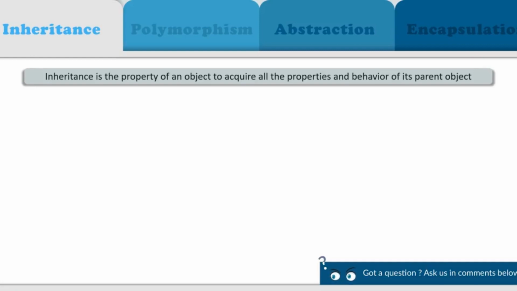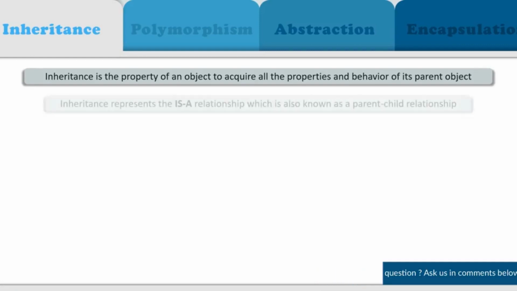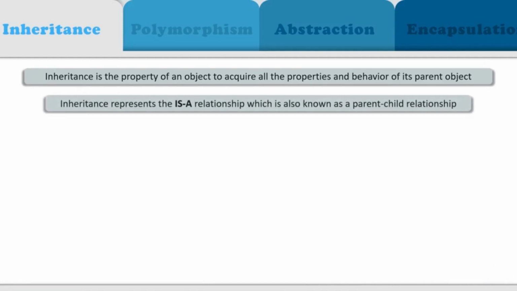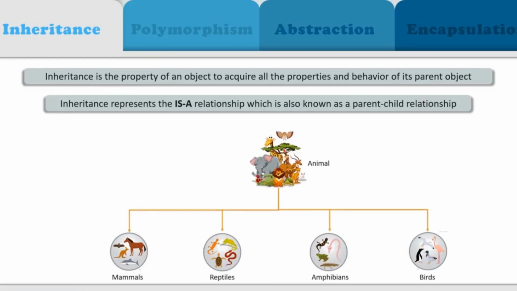Inheritance is the property of an object to acquire all the properties and behavior of its parent's objects while acquiring its own. It is an is-a relationship, also known as a parent-child relationship.